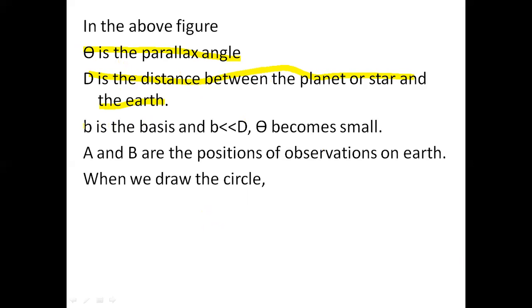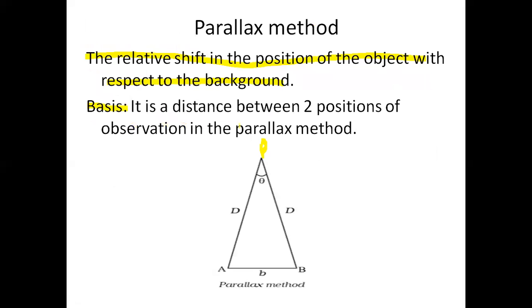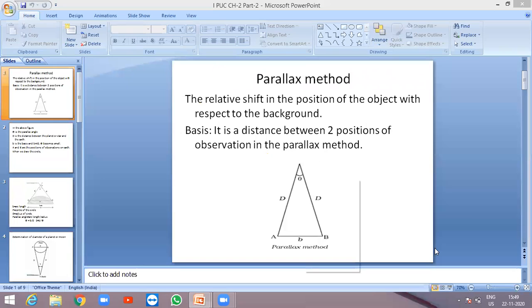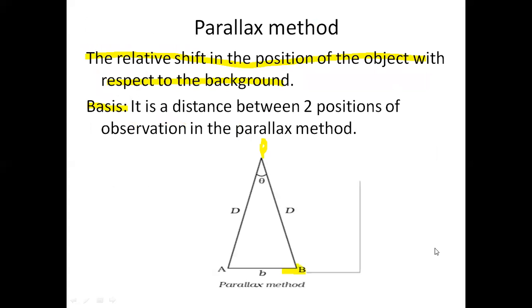Here b is the basis. What is the basis? Basis means the distance between the two positions. In the diagram you can see A and B. Dear students, observe the points A and B. I'll highlight the points A and B. Those are the two points, and the distance between those two points itself is known as the basis.